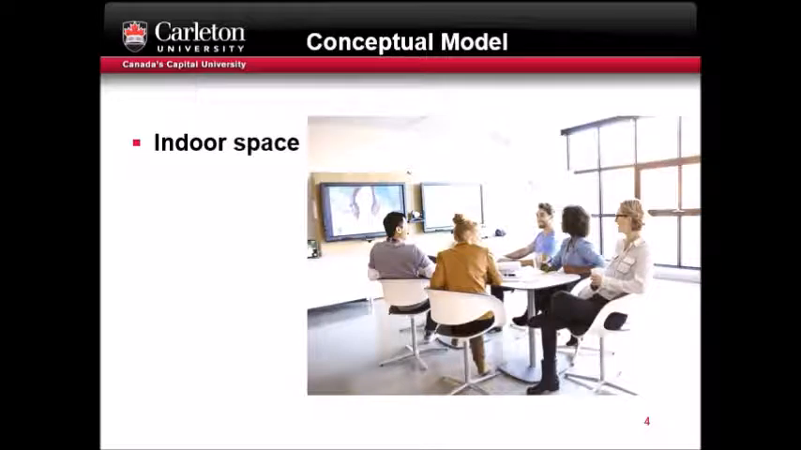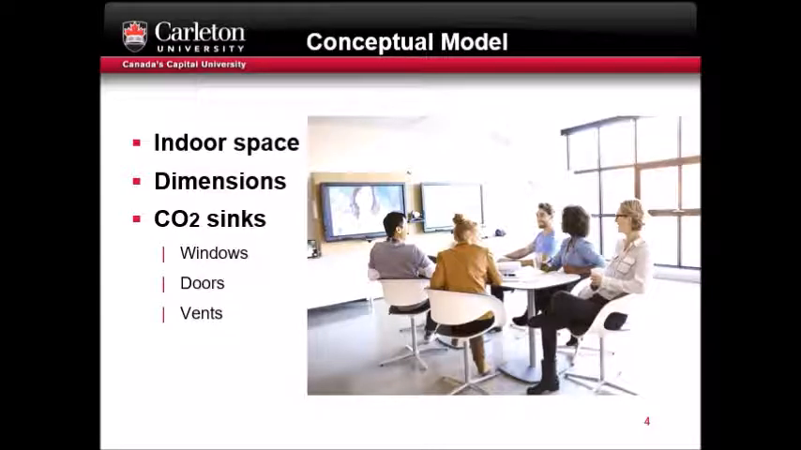The conceptual model considers different parameters of the indoor space. For example, it considers the dimensions: the height, the width, and the depth of the room. It also considers CO2 sinks. CO2 sinks are areas in the model that allow the CO2 concentration level to reduce. Those are the windows, open windows of course, open doors, and ventilation ports that actually work. Also in the model we represent CO2 sources. Those are occupants, people that are present in the indoor space and producing CO2 because of breathing.